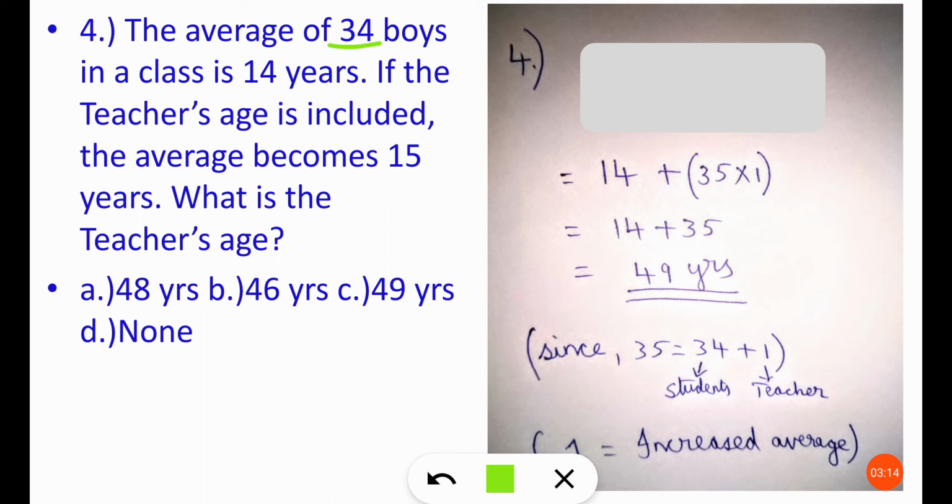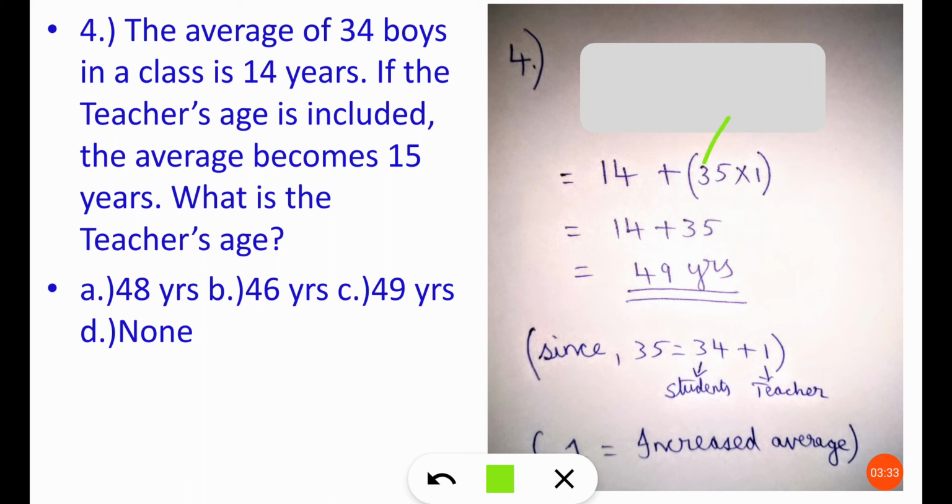Okay. Next, the average is increased to 15 years. From 14 to 15 it has increased. It is increased by one value. So the teacher's age will be more than 14 years. And teacher's age can be written as 14 plus something. What is that something? We will find out. 14 plus 35 into 1.